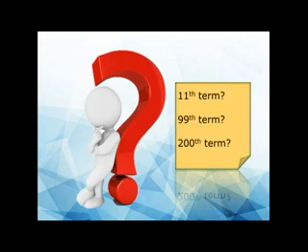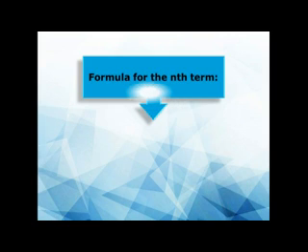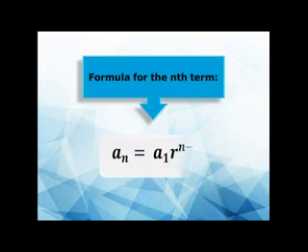Now, what if I am given a sequence and I am asked to find the 11th term, or the 99th term, or the 200th term? How will I be able to get that? So this is where our formula for finding the nth term of a geometric sequence comes in. So we have a sub n, or the nth term, is equal to the first term multiplied to the common ratio raised to the power of n minus 1.